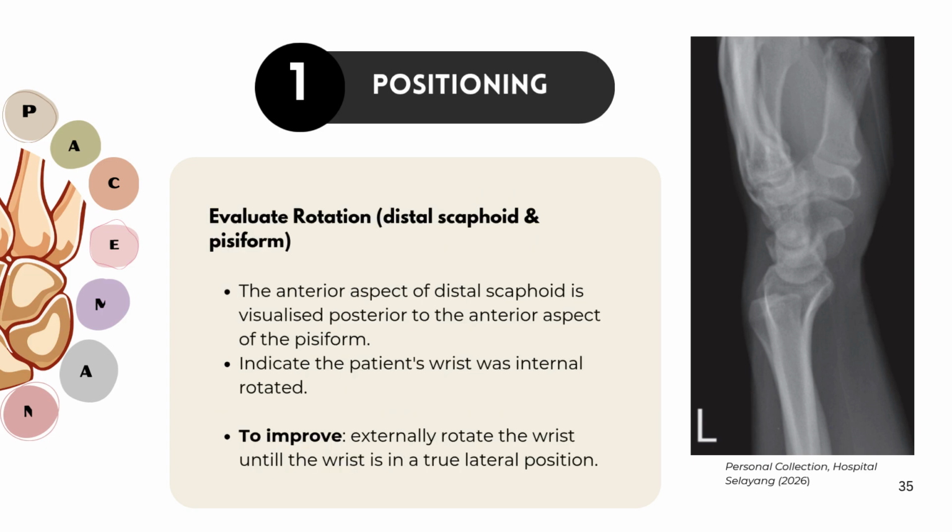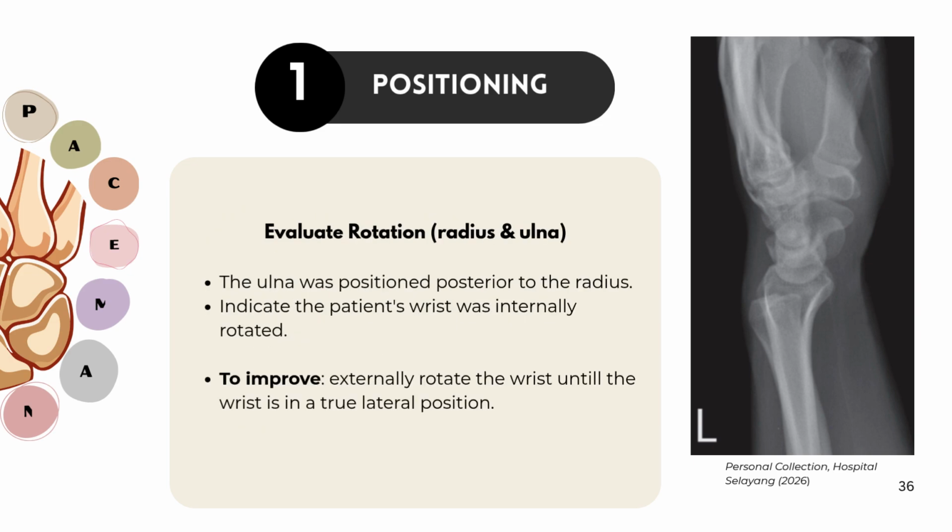The position for this projection is incorrect because the anterior aspect of the distal scaphoid is visualized posterior to the anterior aspect of the pisiform, and the ulna was positioned posterior to the radius. This indicates the patient's wrist was internally rotated. To improve, externally rotate the wrist until the wrist is in a true lateral position.